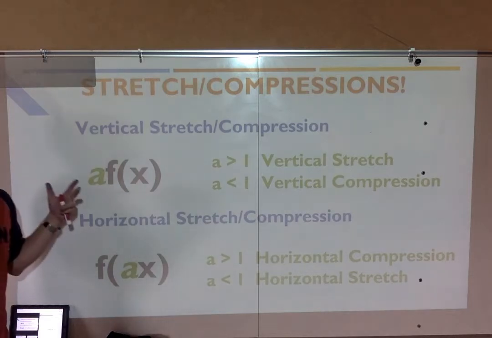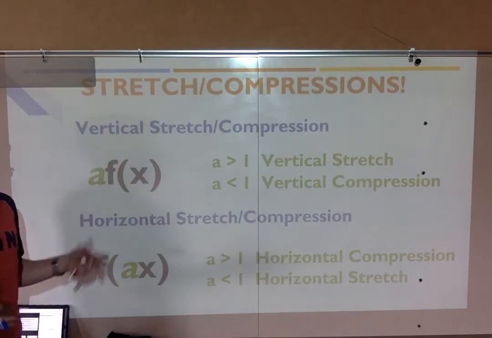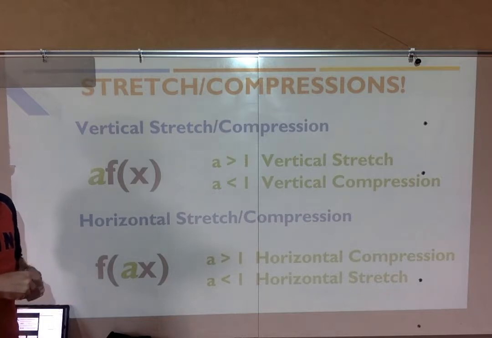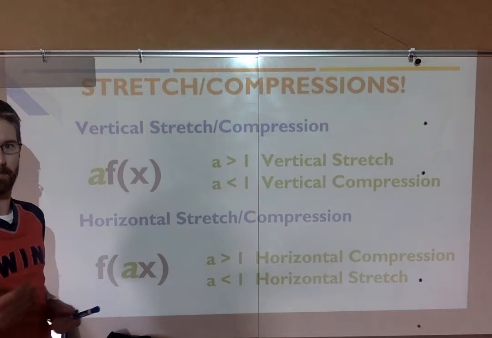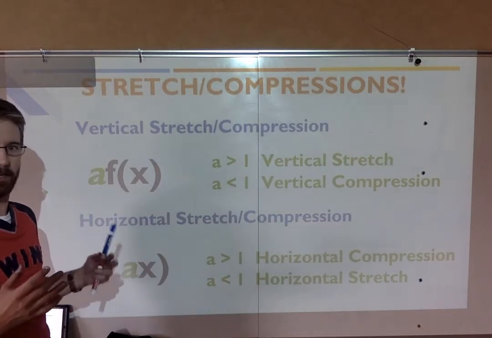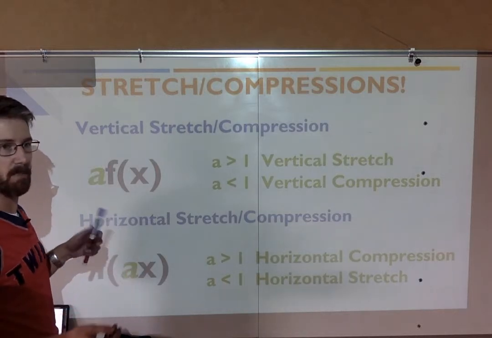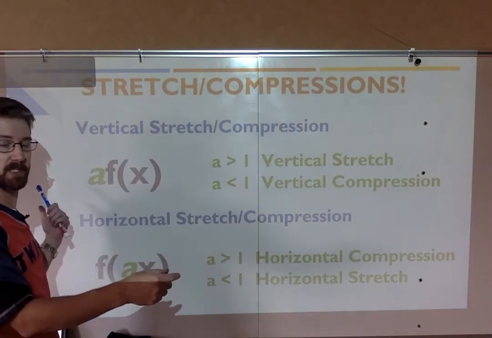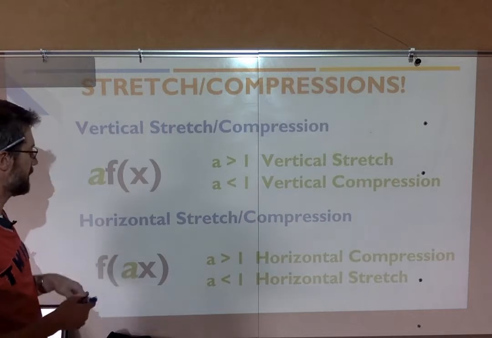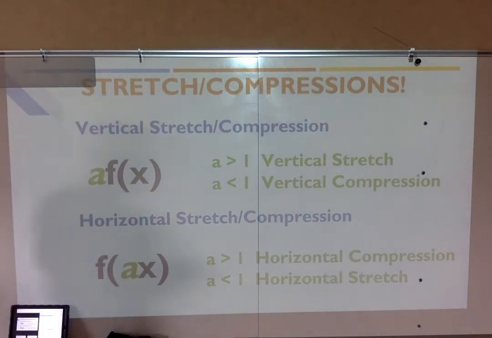So with shifts, translations, if you were doing a vertical, plus was up, minus was down, which was sort of logical. And then if it was on the inside, if it was horizontal, minus was going to move it to the right and plus was going to move it to the left because it's sort of opposite of what you would think. Same thing with horizontal stretches and compressions.